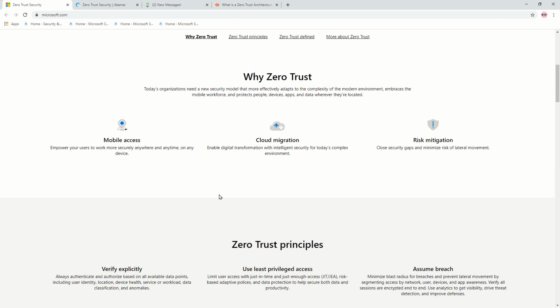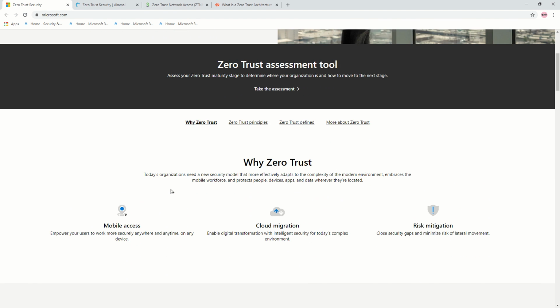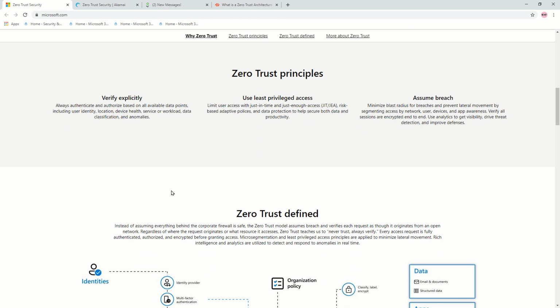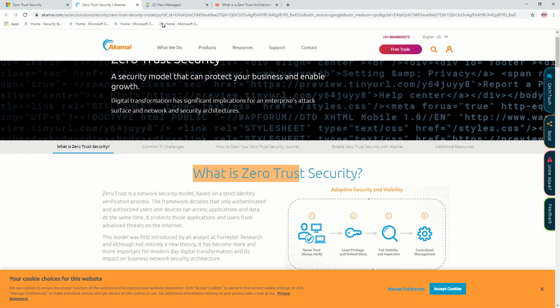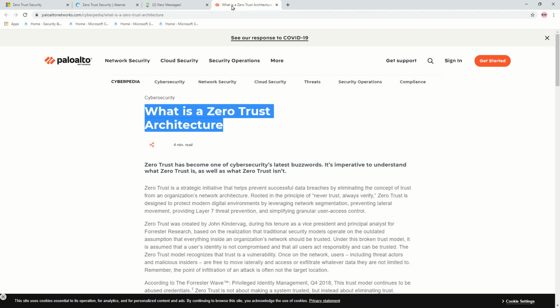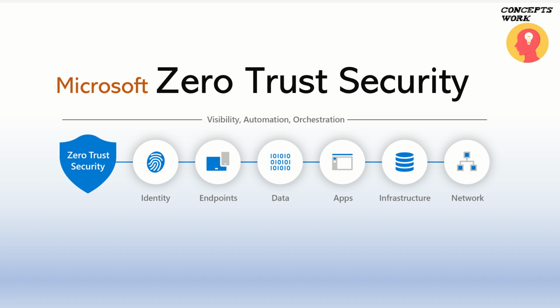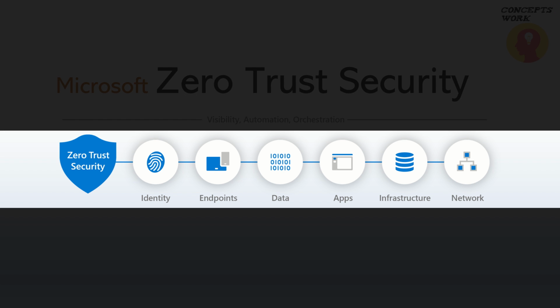Okay, now this website is obviously Microsoft's website, wherein you can see there is a lot more information related to what is zero trust, what are zero trust principles, and how zero trust is defined in a nutshell. But the same concept gets applied to other vendors as well. Now this is basically a strategy or a principle guideline that you can follow to make sure all the six digital estates of your enterprise are secured. Now, when I say six digital estates, I specifically mean identities, endpoints, data, applications, infrastructure, and network.